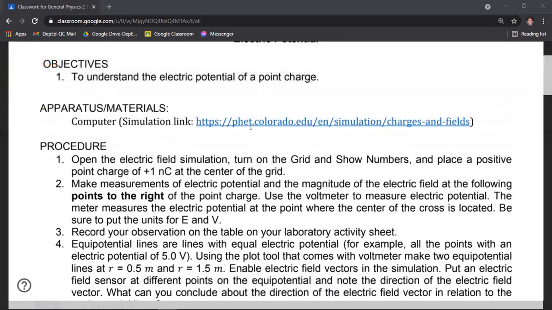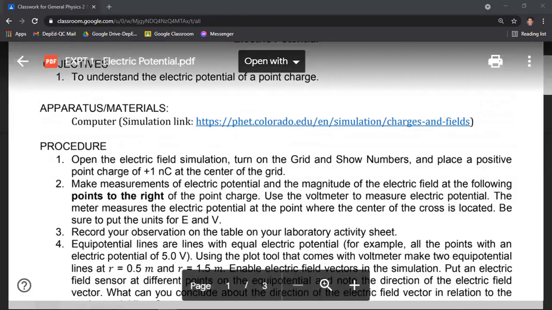Okay, so let's go on now to our simulation, courtesy of phet.colorado.edu. We would like to thank PhET Colorado for coming up with this very good simulation over the internet.